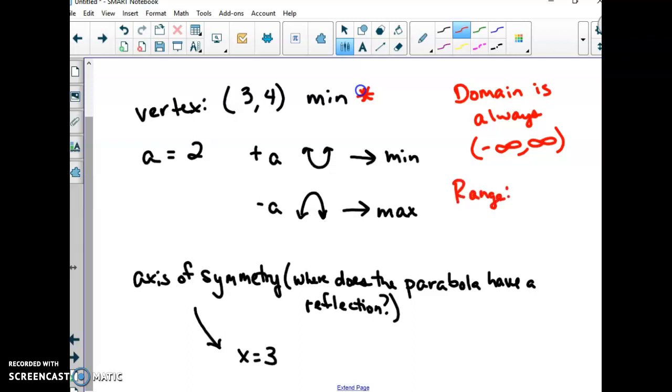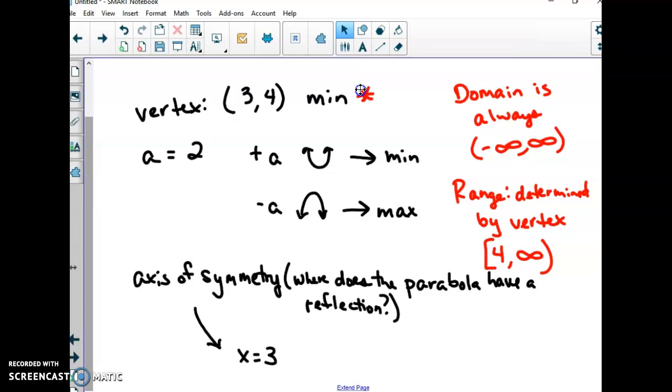This is going to be determined by your vertex. Without even looking at the graph, if 3, 4 is my minimum, that means that the parabola hits that point at 3, 4 and has to keep going up. So that means that my range, again basing it off the y, is bracket 4, infinity. Now if you were to have a maximum, you'd have it the reverse way. So it would be negative infinity to whatever the y coordinate is of your vertex. So this is information based off of your vertex form. There's a lot of information you can pull from just the equation alone in order to determine what the graph looks like.